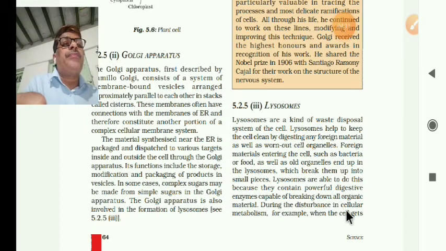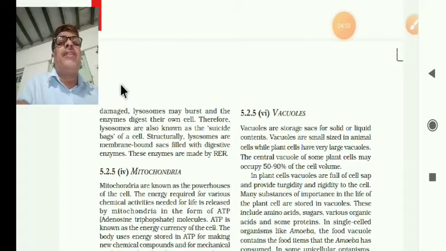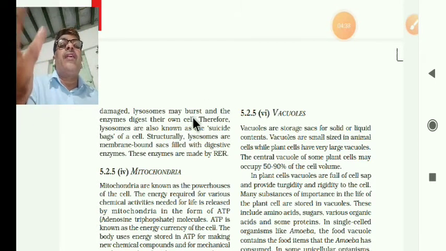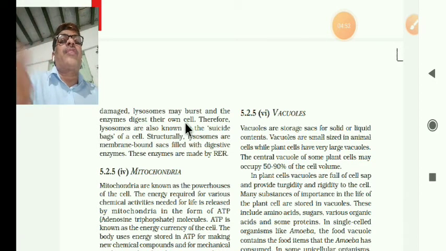During disturbance in the cellular metabolism, meaning whenever chemical reactions take place in the cells, for example when the cells get damaged, lysosomes may burst. And then what happens? The enzymes digest their own cell. See, when the lysosome bursts, the digestive enzymes inside it come out and they will kill their own cell. That is why the lysosomes are known as the suicide bags of the cell.